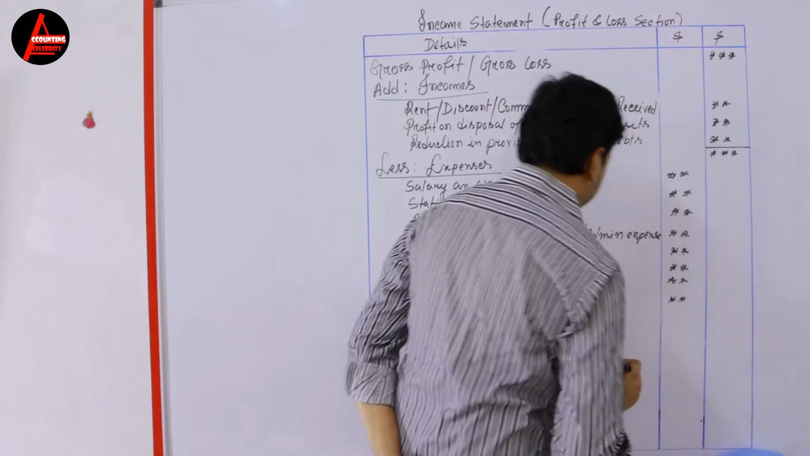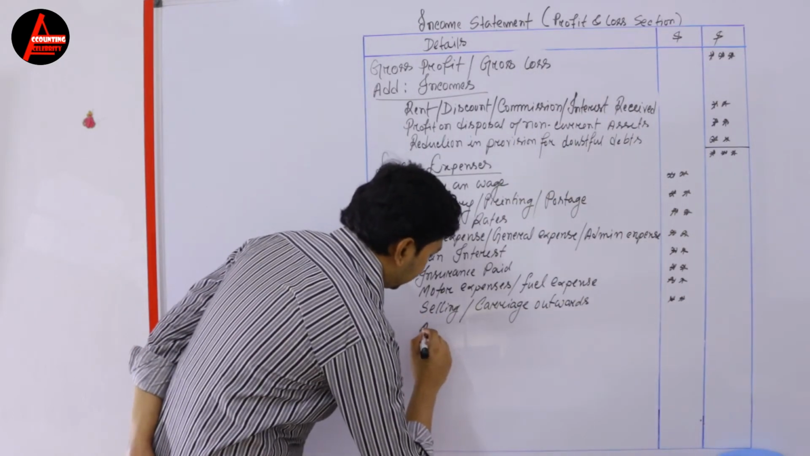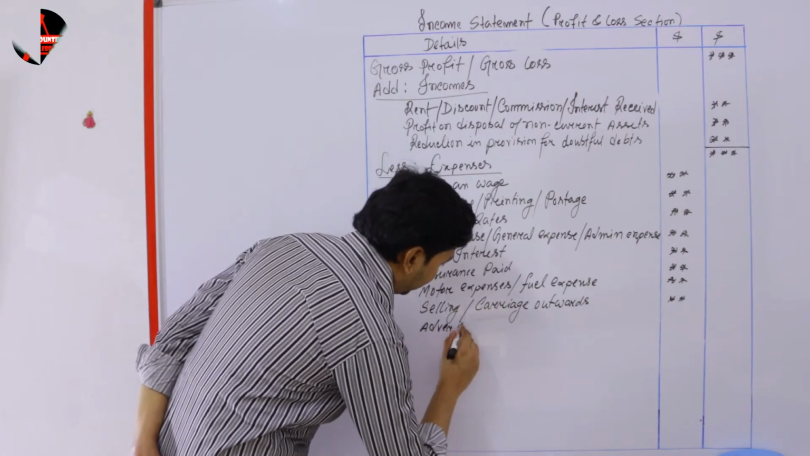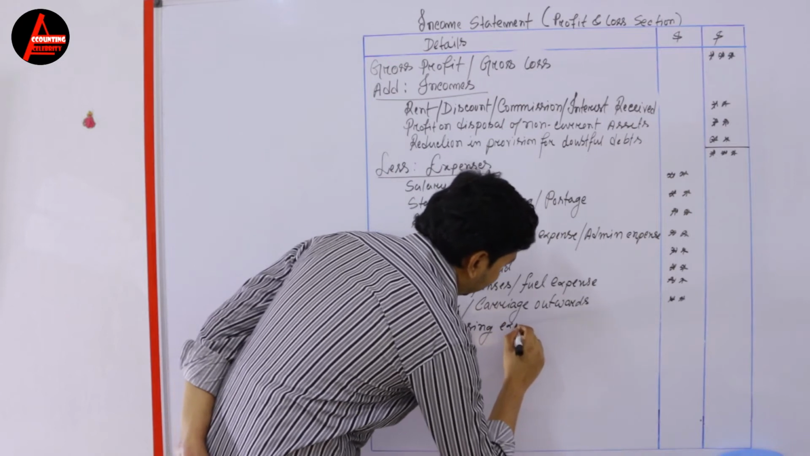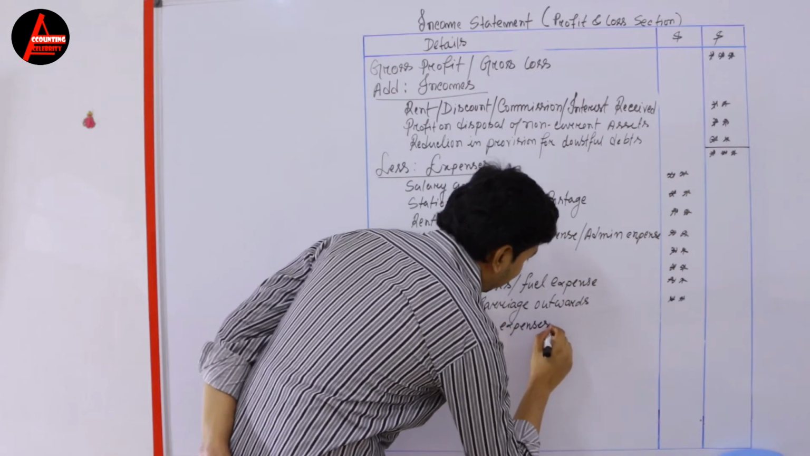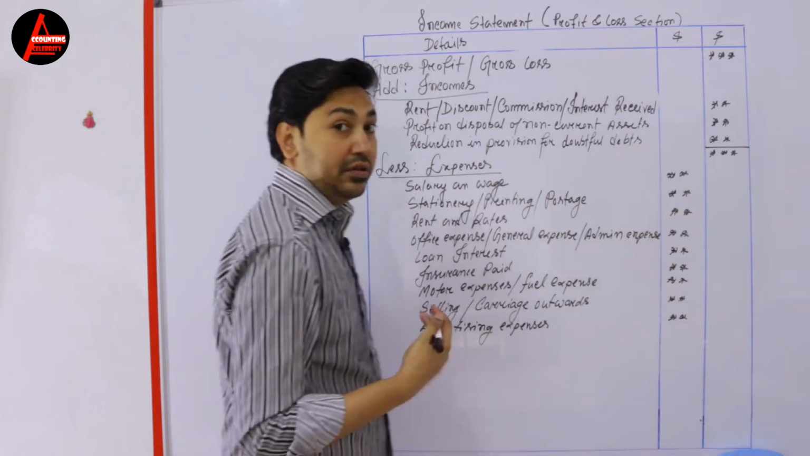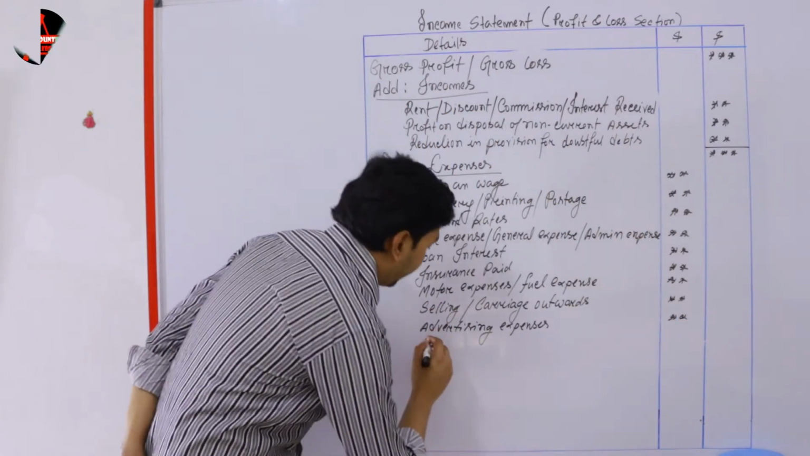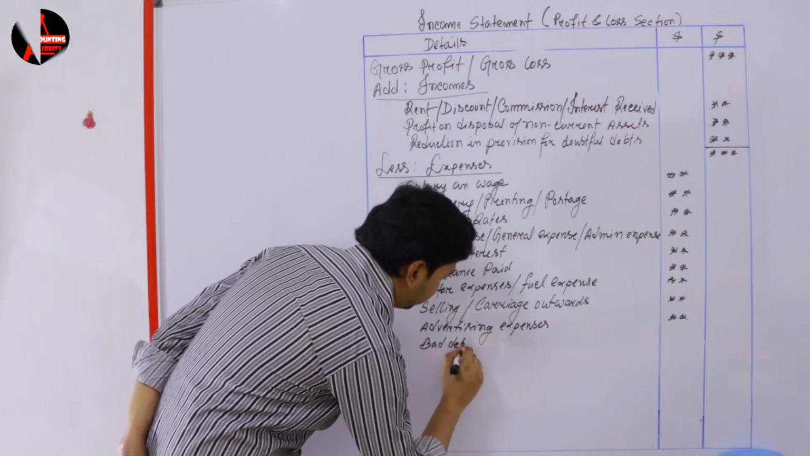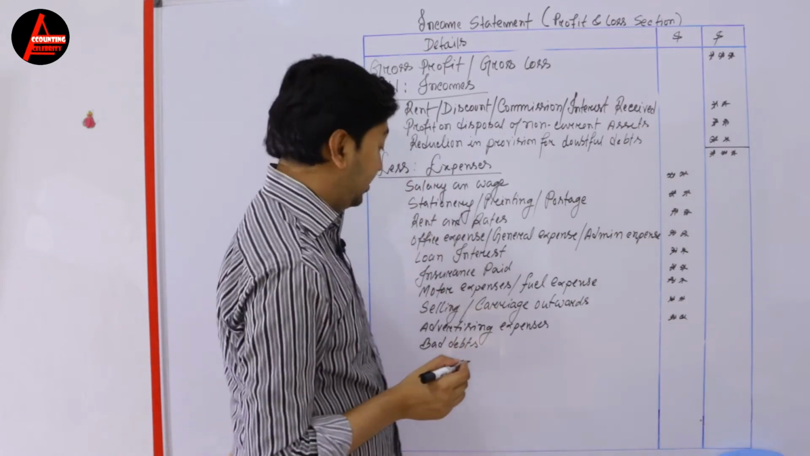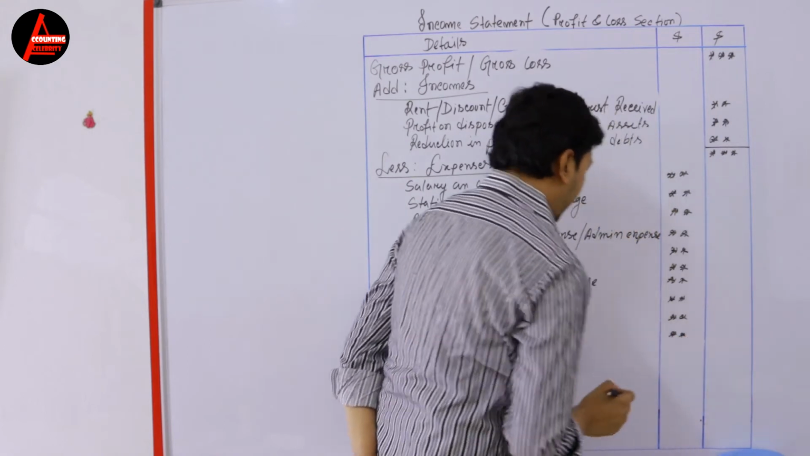Okay, if you have advertising expenses, you should write here, it's an expense. Then if you have bad debts in the trial balance, bad debts is an expense for the business, so write it right here.